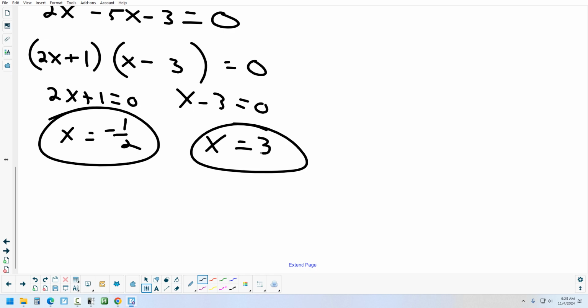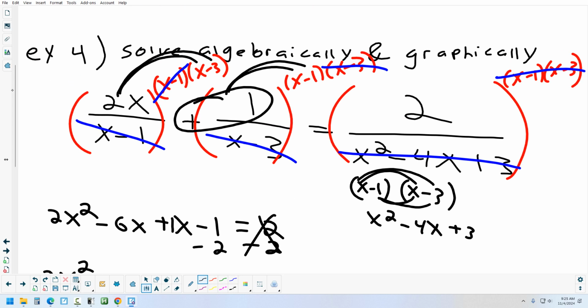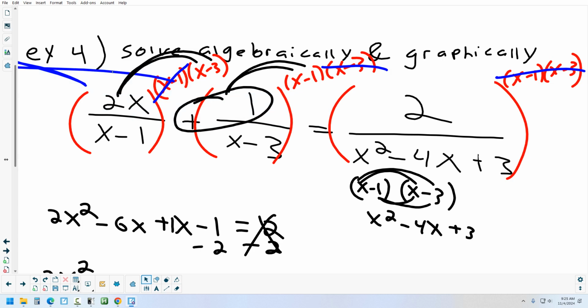Now, what do we have to do with both of those answers? We've got to check them, because it is possible that one of them doesn't work. Let's check the 3 first. Look at the original problem. I'm just going to move these off so you can see the denominators. Can we plug 3 back into the original problem? No, because the second fraction's denominator will equal 0.